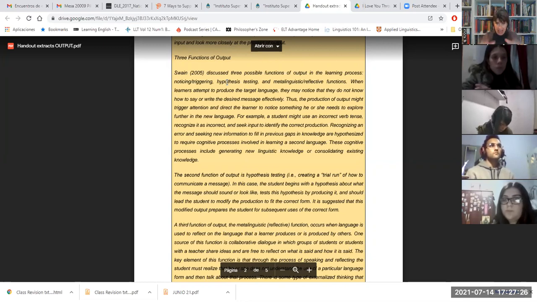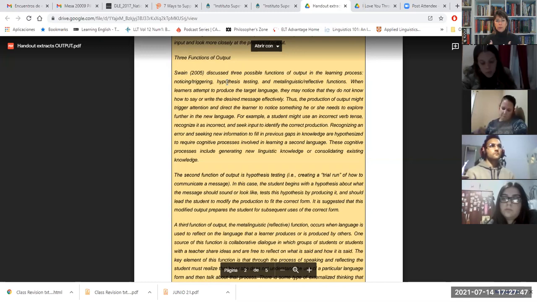And they would say it, and they would write it. They would say "goed" instead of "went." So that is hypothesis testing. That's another function of output, because by producing, they are testing their hypothesis. And then, of course, it would be our job to say, are you sure? Isn't it the same? So this is hypothesis testing, noticing, triggering this gap between what they produce and the appropriate form.